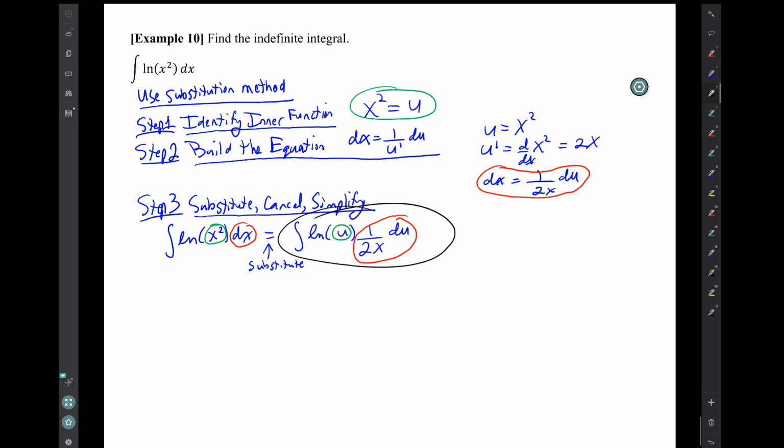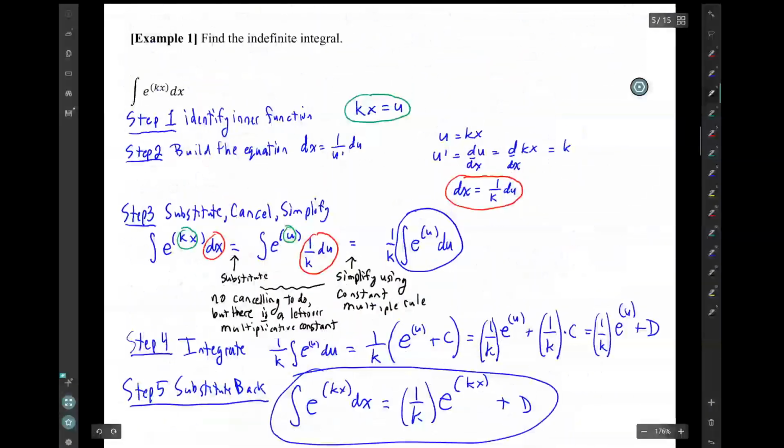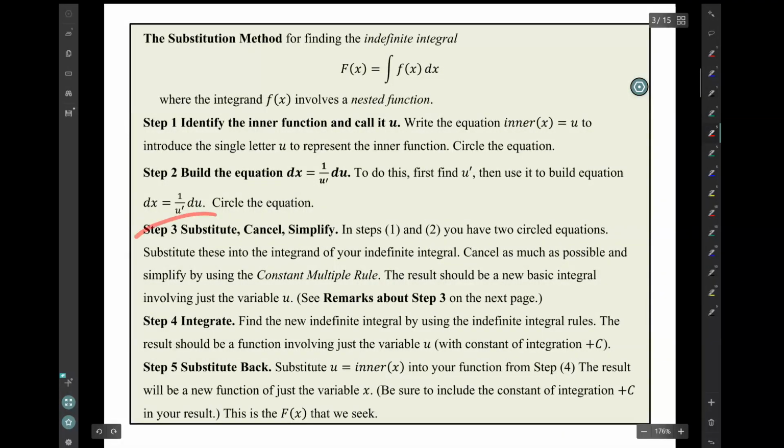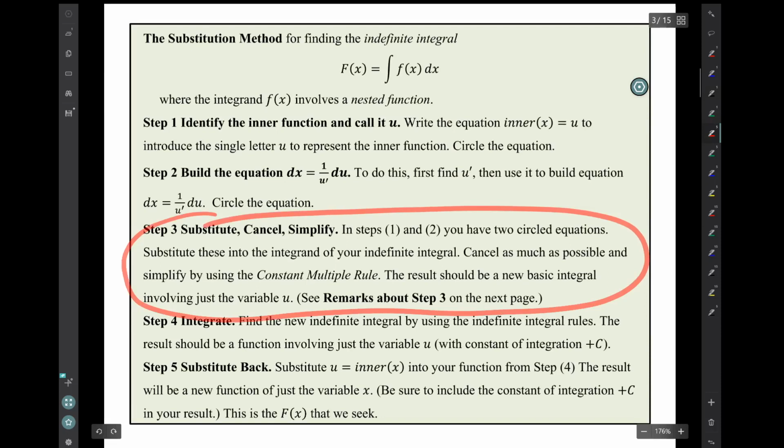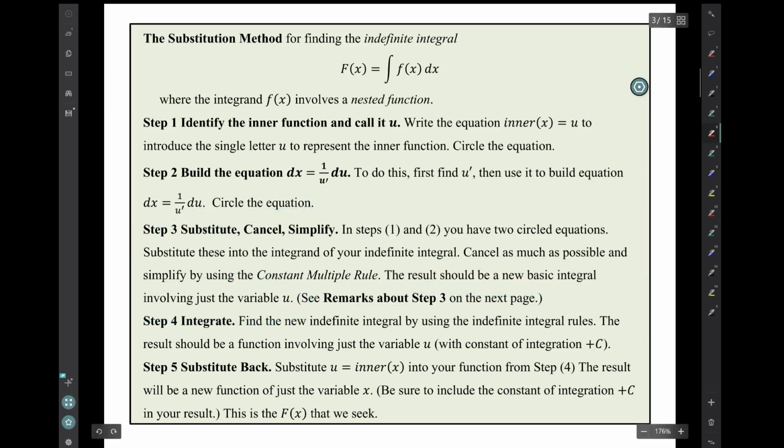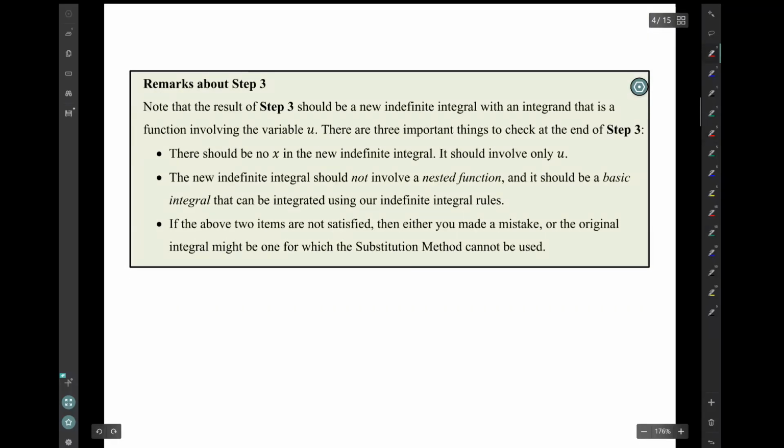Let's go back to the beginning of the video and look again at the instructions for the method of substitution. In the substitution method, step 3: cancel, substitute, simplify. The result should be a new basic integral involving just the variable u. Let's go to the next page and see more remarks about that step 3. These remarks say again that the result of step 3 should be a new indefinite integral with an integrand that is a function involving the variable u. There should be no x in the new indefinite integral. It should only involve u.